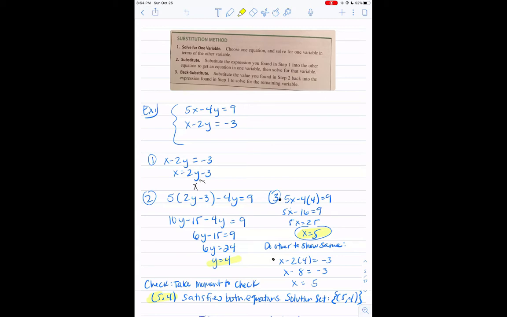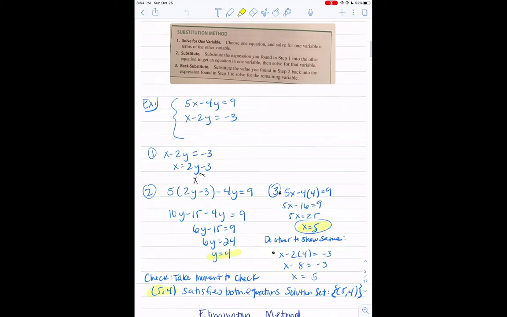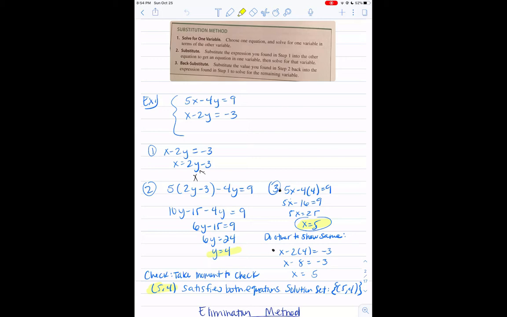Our second step is to substitute this expression into the other equation to get an equation in one variable and then solve for that variable. I'm going to use the first equation, 5x minus 4y equals 9, and substitute the x I found in step 1 for the x in that equation. So I get 5 times (2y minus 3), minus 4y equals 9. Now my equation's in y, so I solve for y. I have 10y minus 15 minus 4y equals 9, and then I get y equals 4.